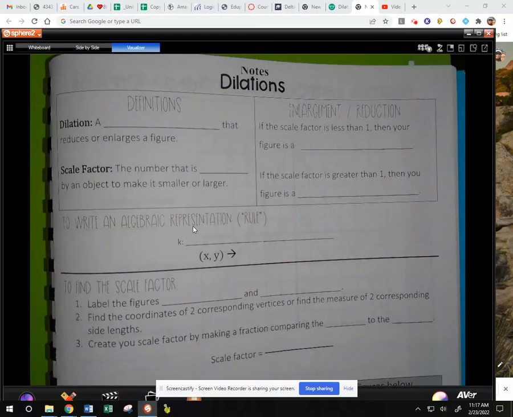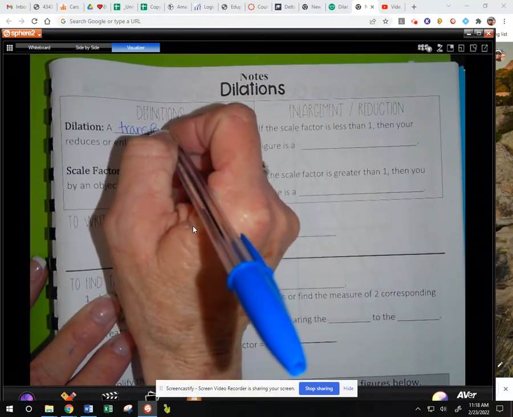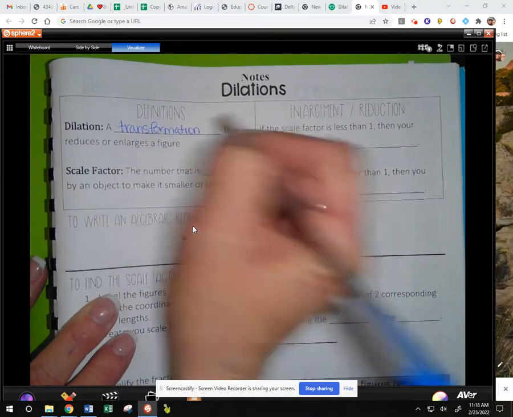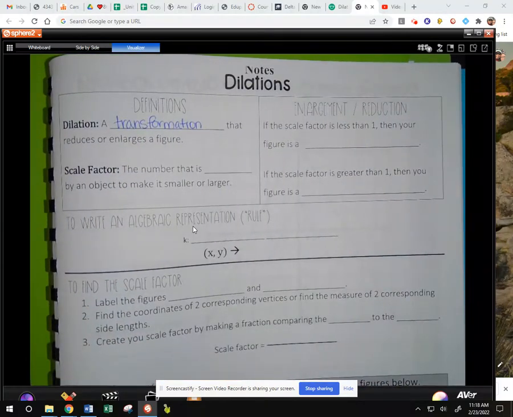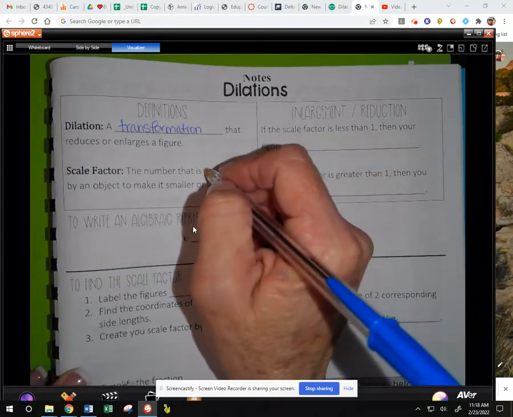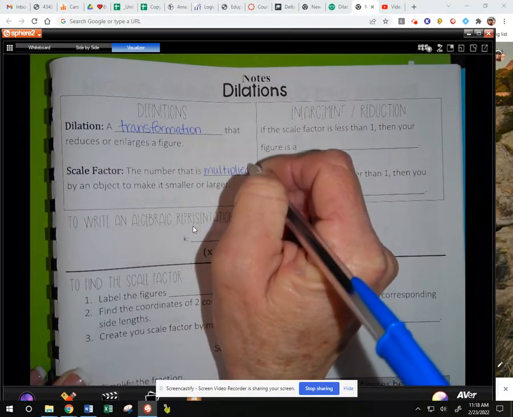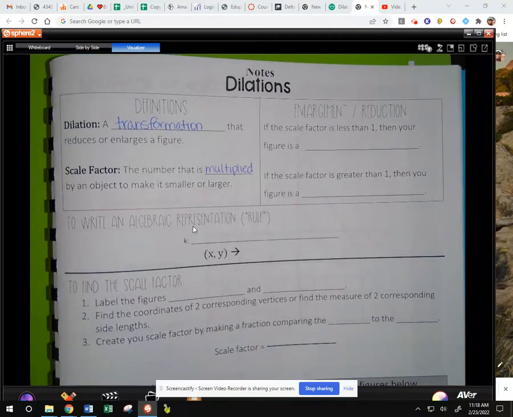Okay, yesterday we talked about similar figures, so today we are going to start the first of our four transformations. And today we're going to talk about dilations. So a dilation is a transformation that reduces or enlarges a figure. The scale factor is the number that is multiplied by an object to make it smaller or bigger.